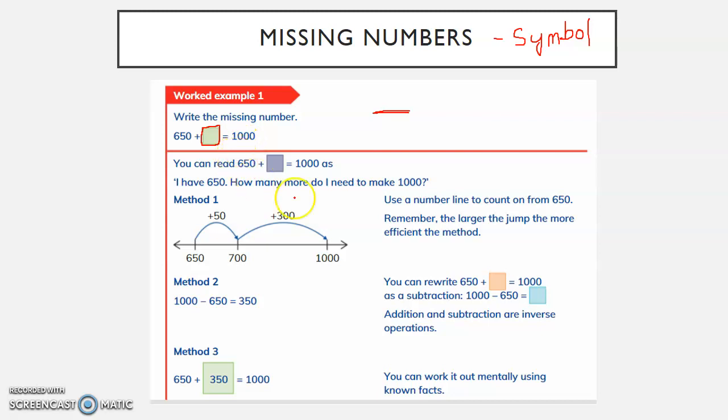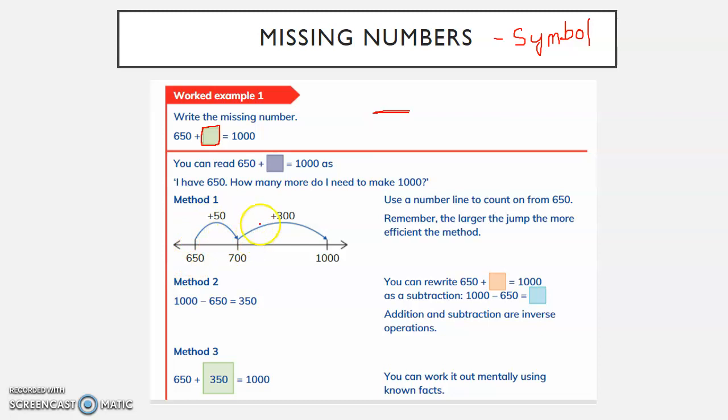There are different ways of doing it. Here you can see it is done on a number line. From 650, we count 50 and reach 700. 700 plus 300 is 1000. So the total is 350. Use a number line to count on from 650. Remember, the larger the jump, the more efficient the method, meaning it is easier.